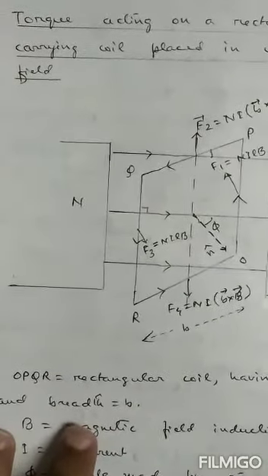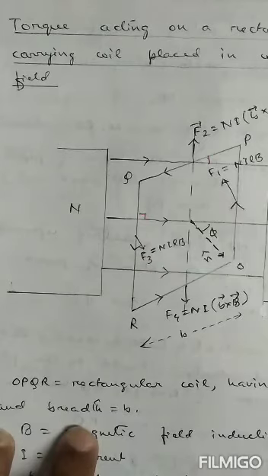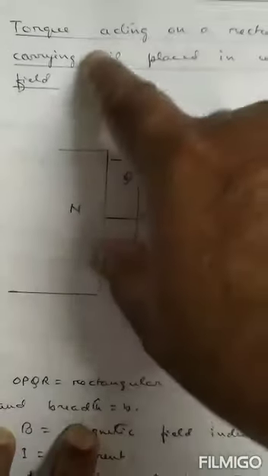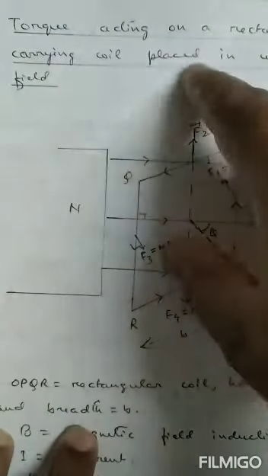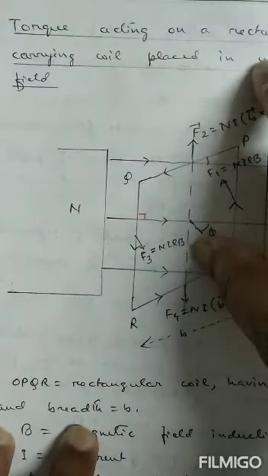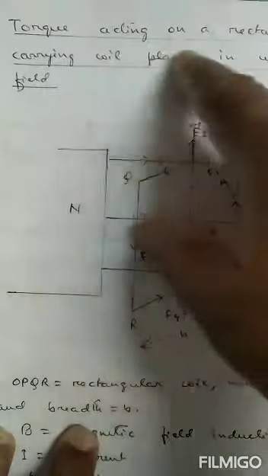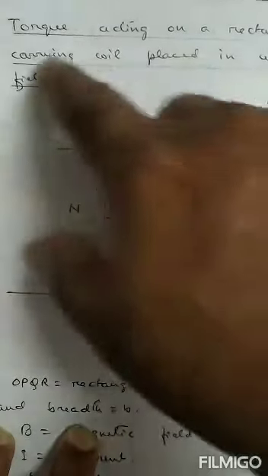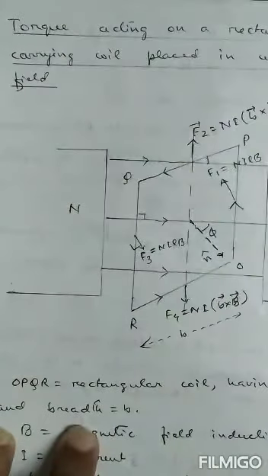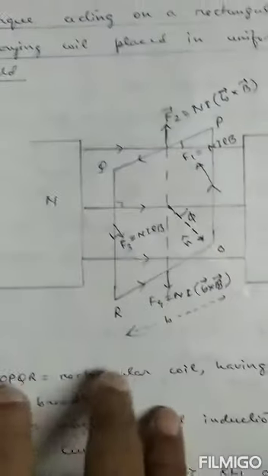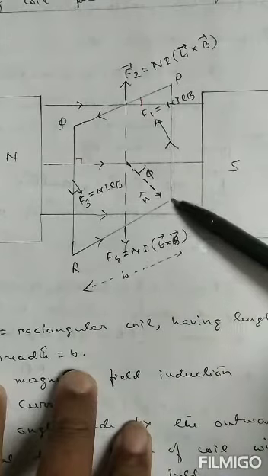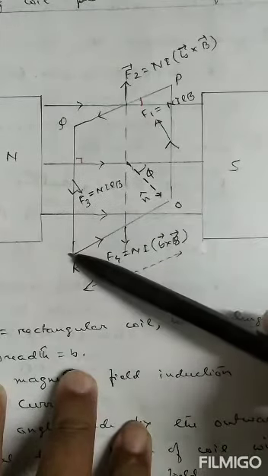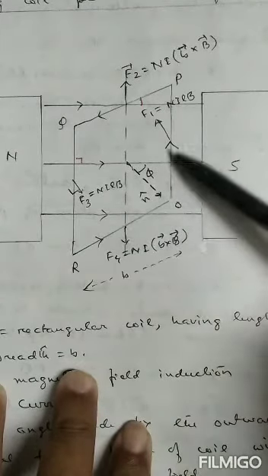Hello student, today we are going to discuss the torque acting on a rectangular current carrying coil placed in a uniform magnetic field. Torque acting on a rectangular current carrying coil placed in a uniform magnetic field. So this is the rectangular coil OPQR. So this is the direction of the current.